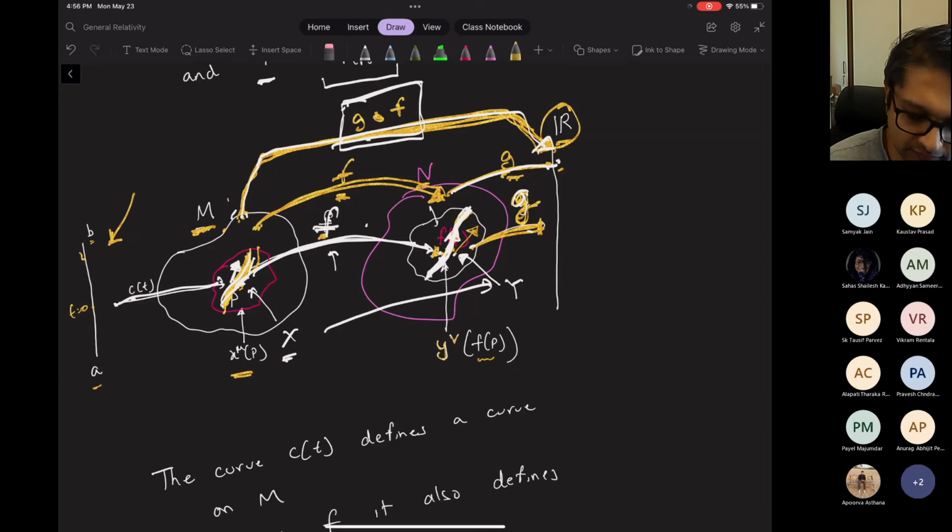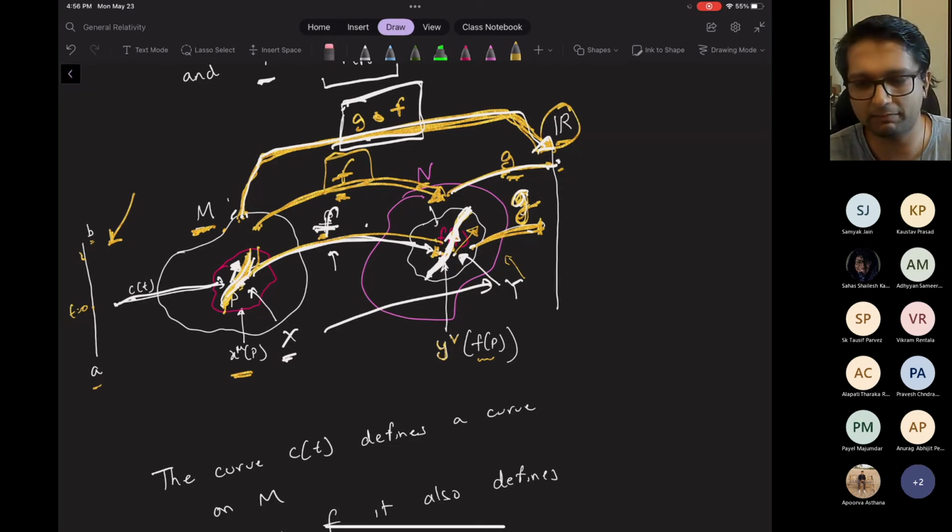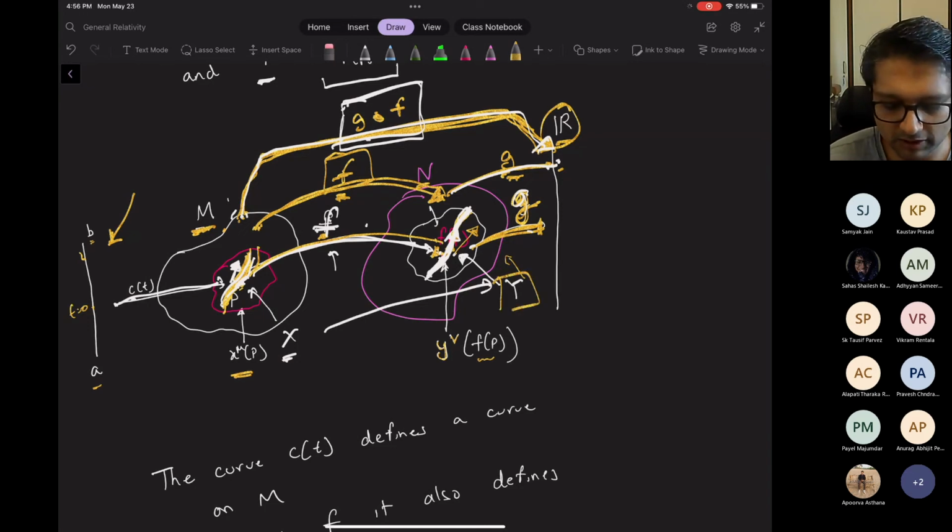But I don't have the freedom to define that curve in N. The curve is defined on M and f induces the curve on N. So it may be that f is such that it doesn't allow certain curves on M to be mapped to arbitrary curves in N. You might only get a subset of the curves on N. That is why, given a y, you can't always get an x for it. But given an x, you can always get a y for it.